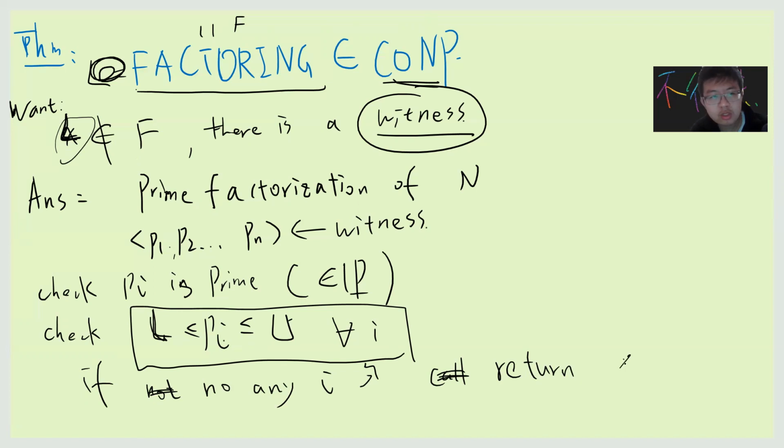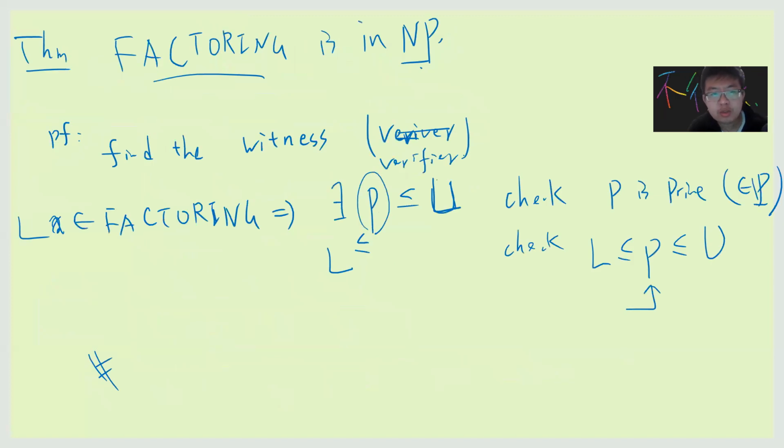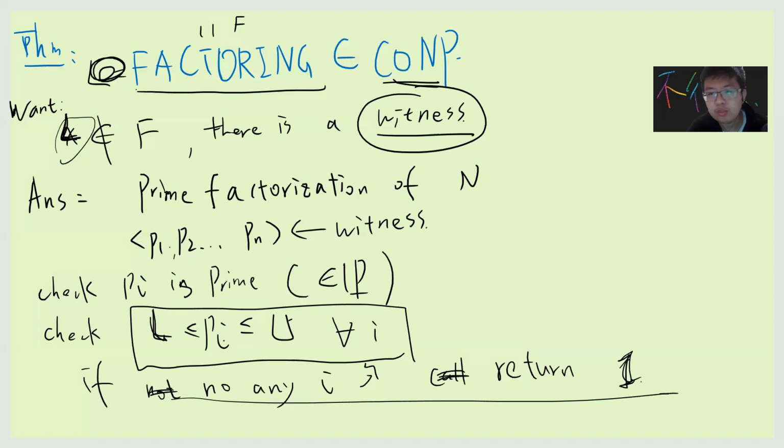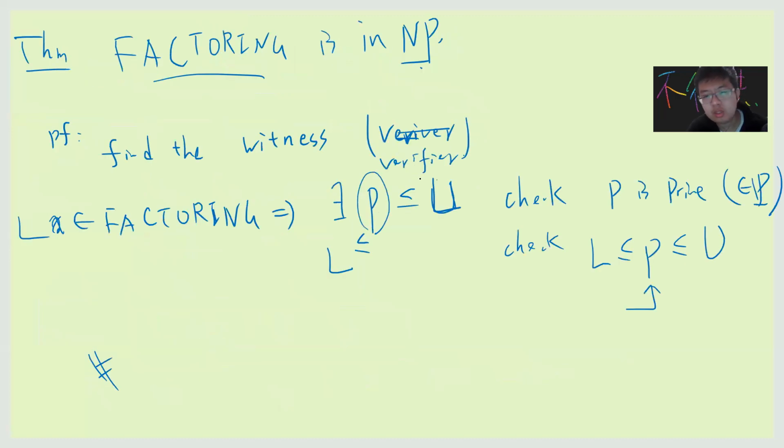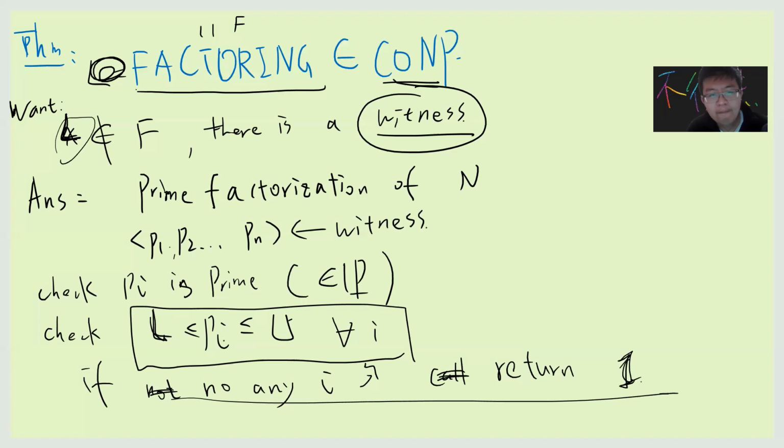I should return 1. So if L does not belong to F, then I should be able to check this in polynomial time. So these two give you that factoring is in NP, and also factoring is in coNP, by using the prime factorization and also the simple witness. This one just takes the prime p, and the other is that somebody gives you the prime factorization, then you can easily check it, and you can use this to show factoring is actually in coNP.